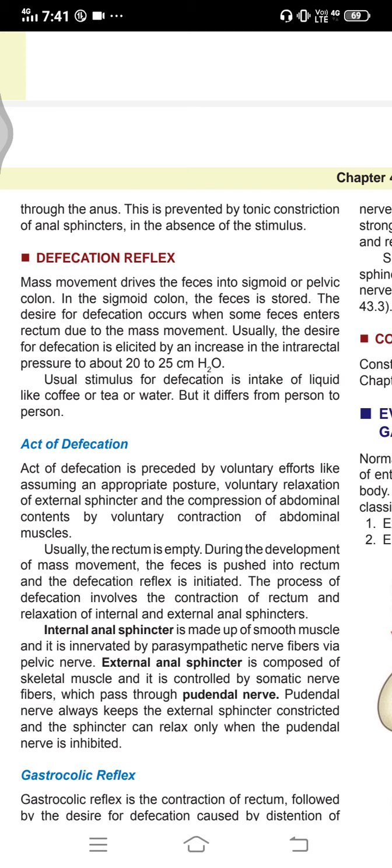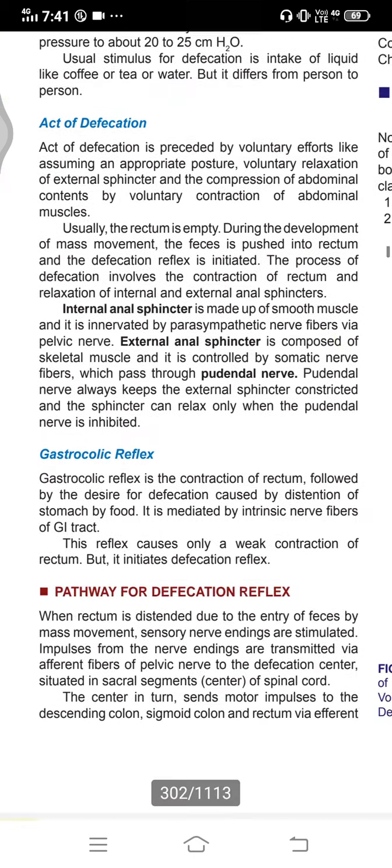Mass movements drive the feces into the sigmoid or pelvic colon. In the sigmoid colon, the feces is stored. The desire for defecation occurs when some feces enter the rectum due to the mass movement. Usually the desire for defecation is elicited by an increase in the intrarectal pressure, which is about 20 to 25 cm of H2O. The usual stimulus for defecation is intake of liquids like coffee or tea or water, but it differs from one person to another.